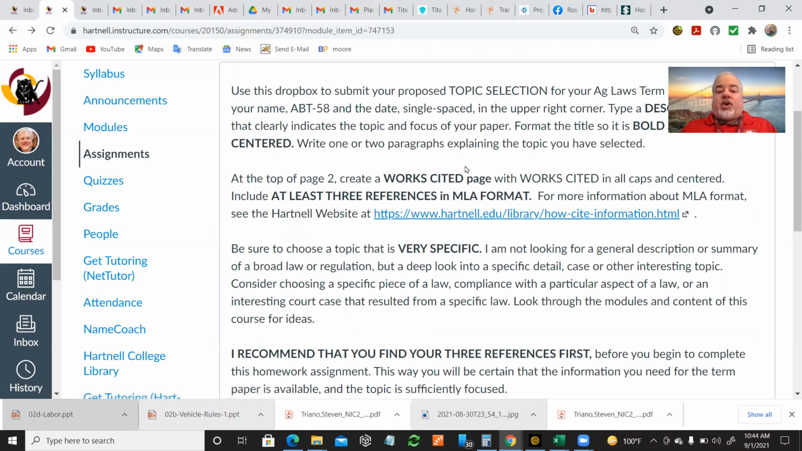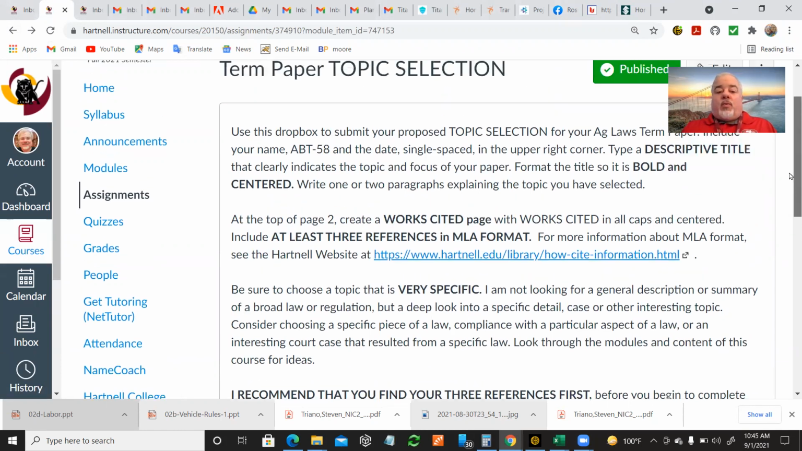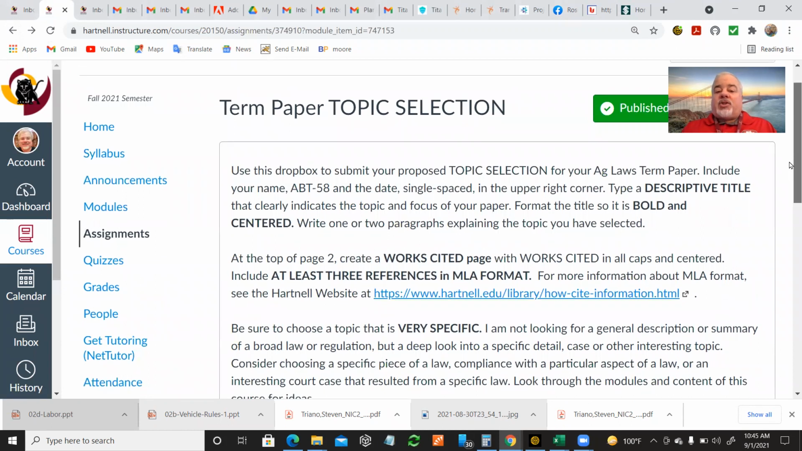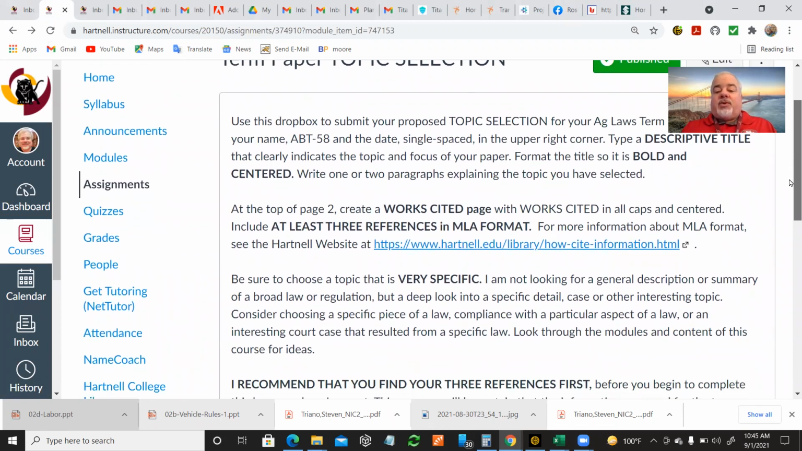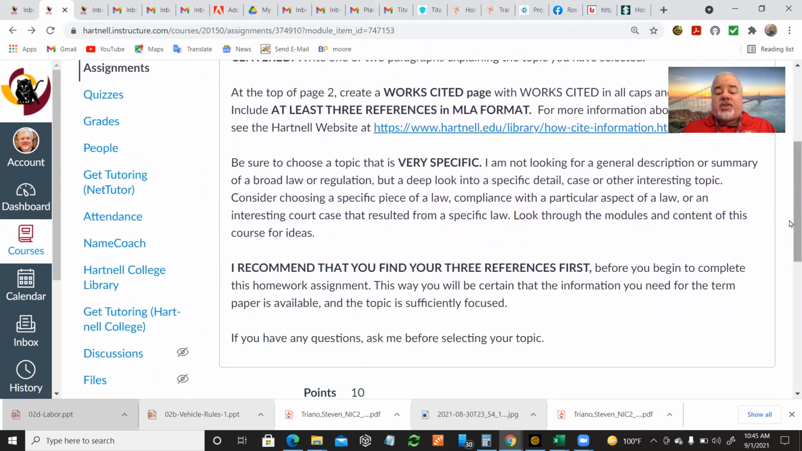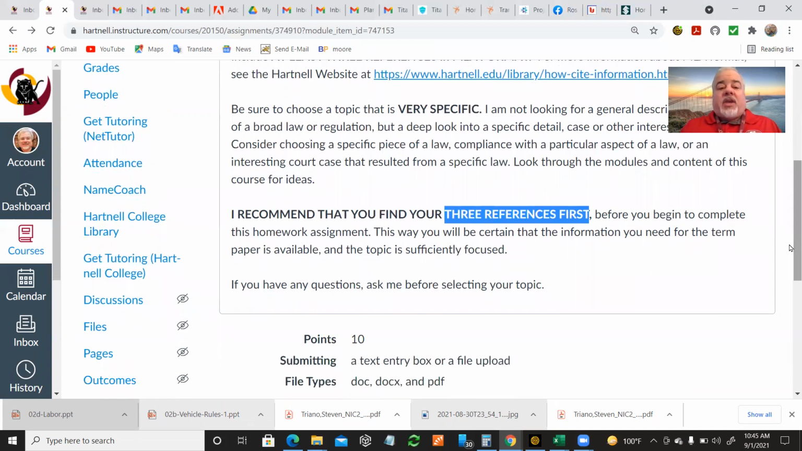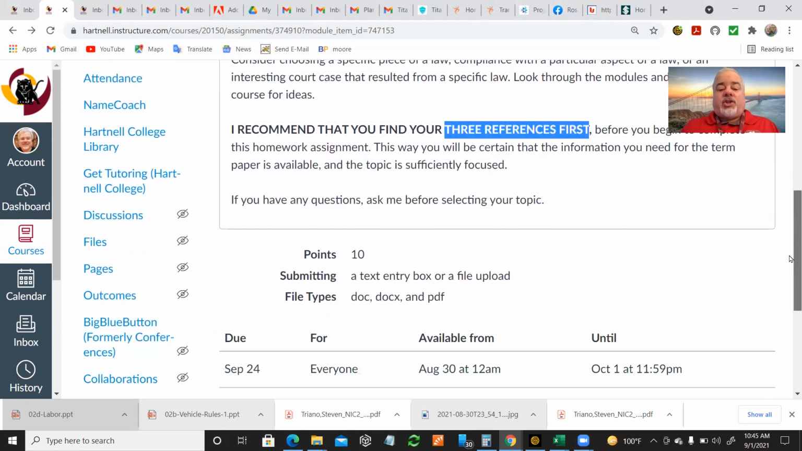for your paper. So you read this, read the section on your term paper topic selection. All I need right now is a paragraph or 2 describing it, plus a minimum of 3 references. Do your references first to make sure you find a topic that works. You can always call me or text me or send me a Canvas inbox message to help brainstorm, talk it out, figure out what you want to do.